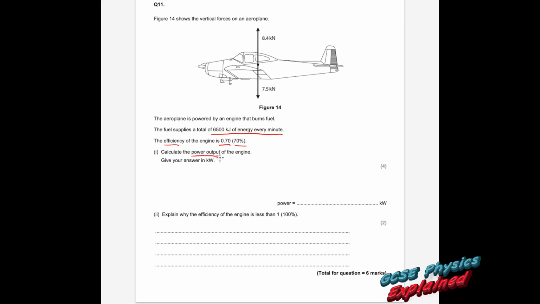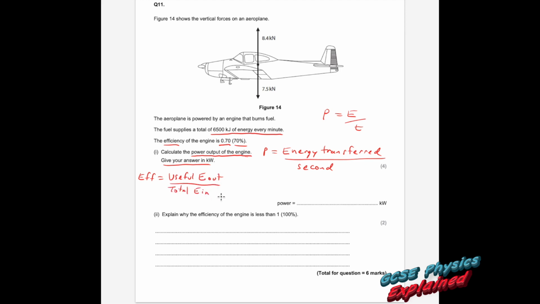Calculate the power output of the engine. Give your answer in kilowatts. Right, so hang on, we're looking for power. So power equals energy transferred per second. Right, power equals energy transferred over time. Right, so first of all, let's just get the power output. Right, well, the efficiency equals the useful energy out divided by the total energy in. Right, let's rearrange that so that we can get the useful energy out.